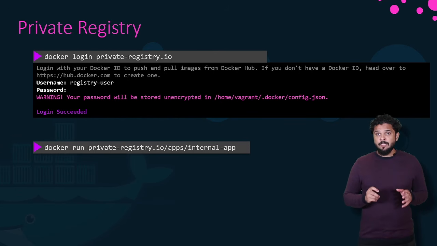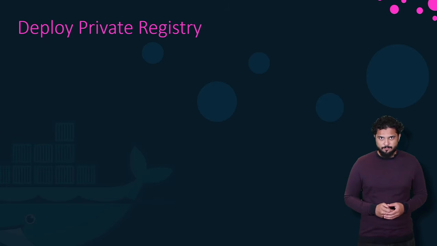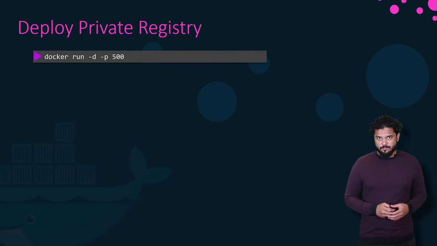We said that cloud providers like AWS or GCP provide a private registry when you create an account with them. But what if you're running your application on-premise and don't have a private registry? How do you deploy your own private registry within your organization? The Docker registry is itself another application and, of course, is available as a Docker image. The name of the image is registry, and it exposes the API on port 5000.